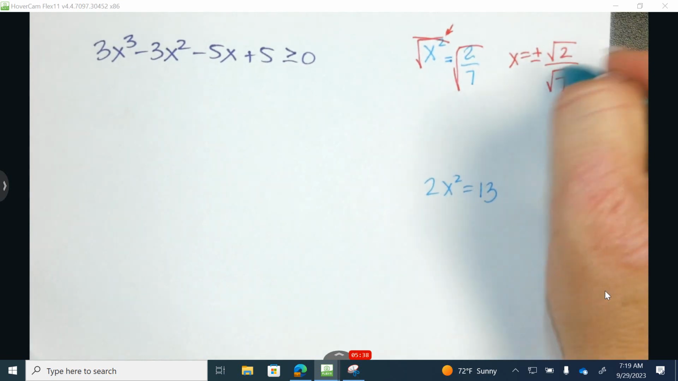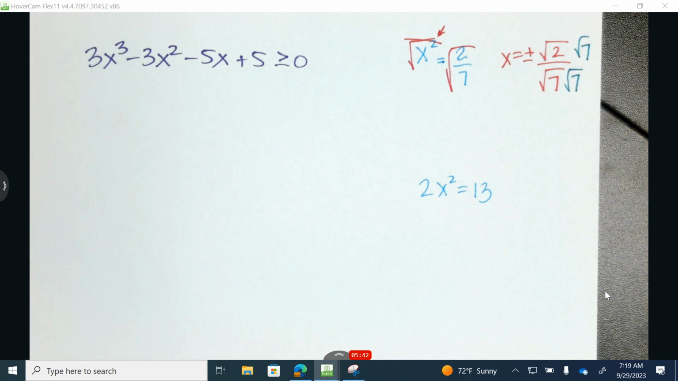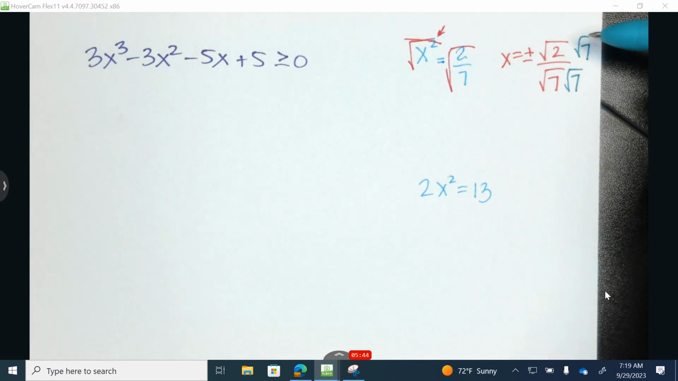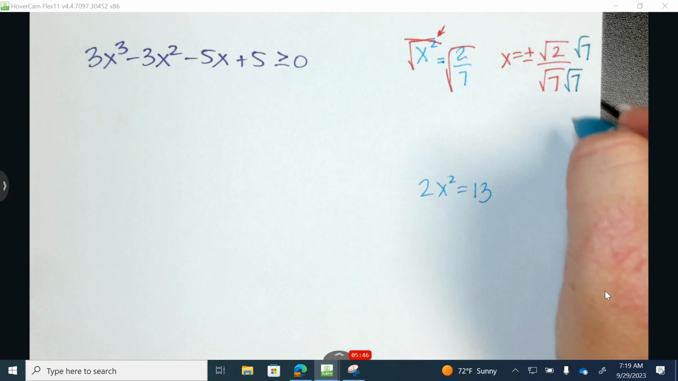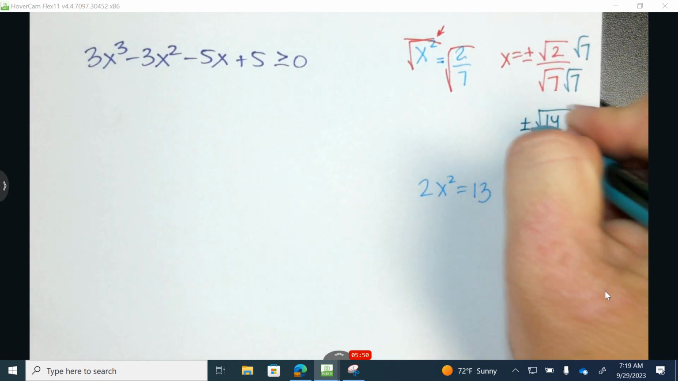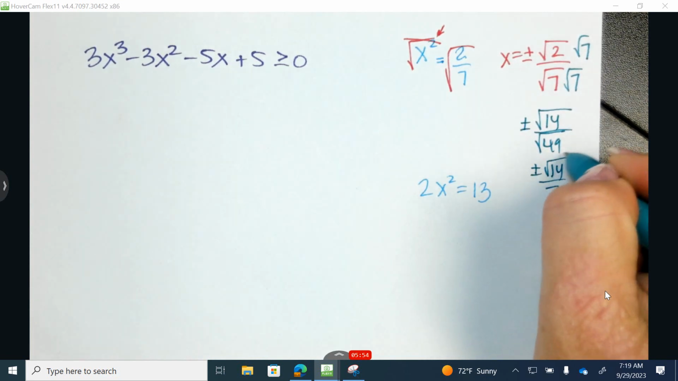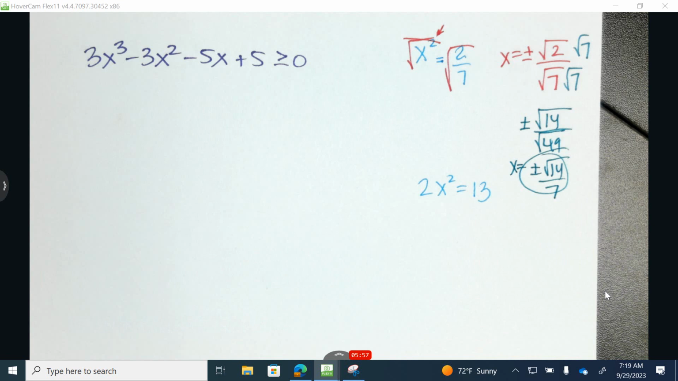So to do that, you're going to take the bottom times itself, and we need to keep the value of the fraction the same. So whatever you multiply by the bottom, you multiply by the top. So 2 times 7 is 14, 7 times 7 is 49, and now when I reduce this, I get plus or minus 14 over 7. This would be the 2 x values. There's a shortcut to doing that.